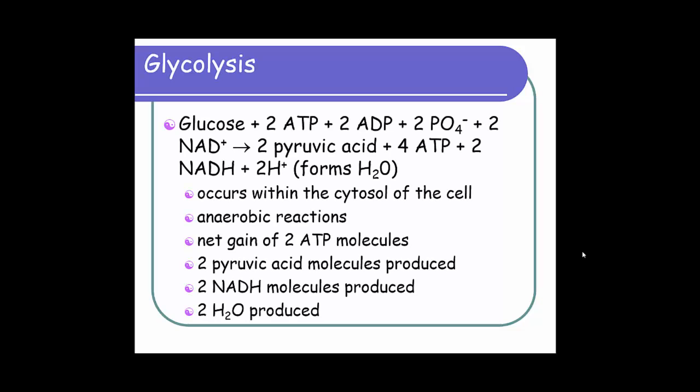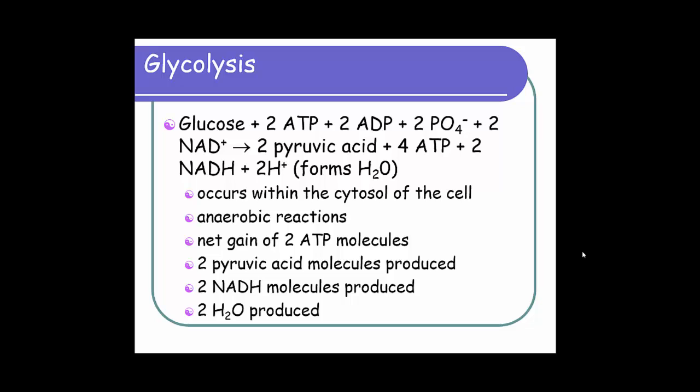What you really need to understand about glycolysis is this. We start with glucose plus 2 ATP as our initial investment, plus 2 ADP, plus 2 phosphate groups, plus 2 NAD+. This will go to 2 pyruvic acids, 4 ATP, plus 2 NADH, plus 2 hydrogen ions that will form 2 water molecules. Glycolysis occurs in the cytosol of the cell.